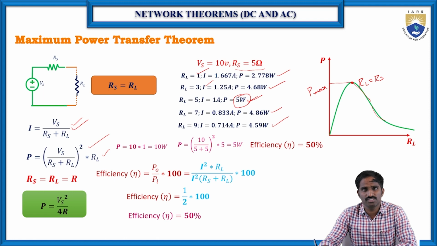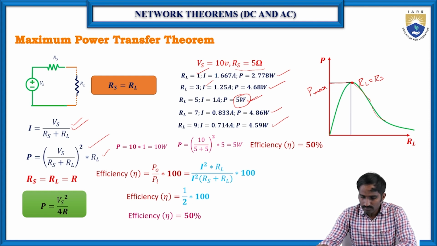Then coming to the procedure. How to find RL? It is nothing but the R Thevenin here. Where RL is equal to R Thevenin, in that particular case the maximum power will flow through the load, or the maximum power is delivered to the load.